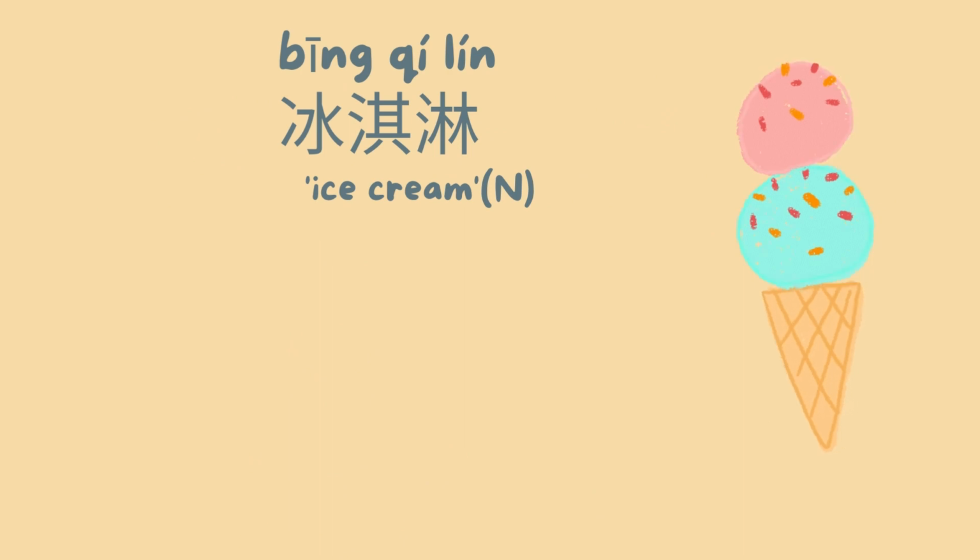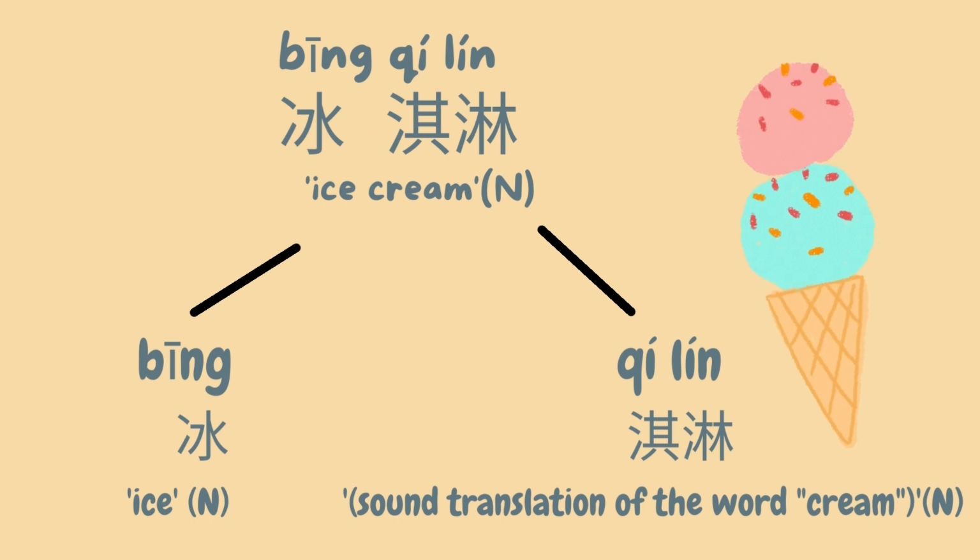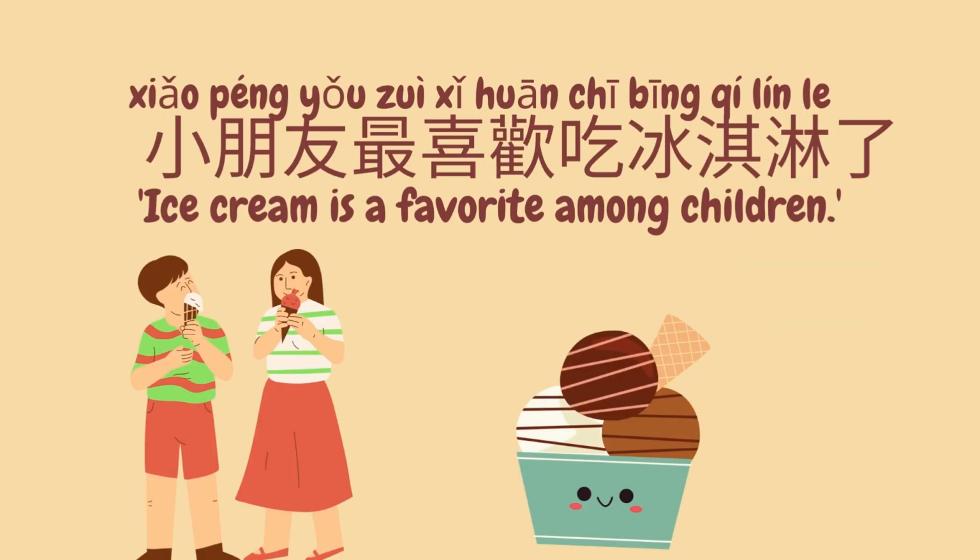Next one, 冰淇淋, ice cream. The constituent character 冰 represents ice, and the characters 淇淋 represent the sound translation of the word cream, a noun, indicating that the word 冰淇淋 refers to a type of ice food. The sentence example is 小朋友最喜欢吃冰淇淋了. Ice cream is a favorite among children.